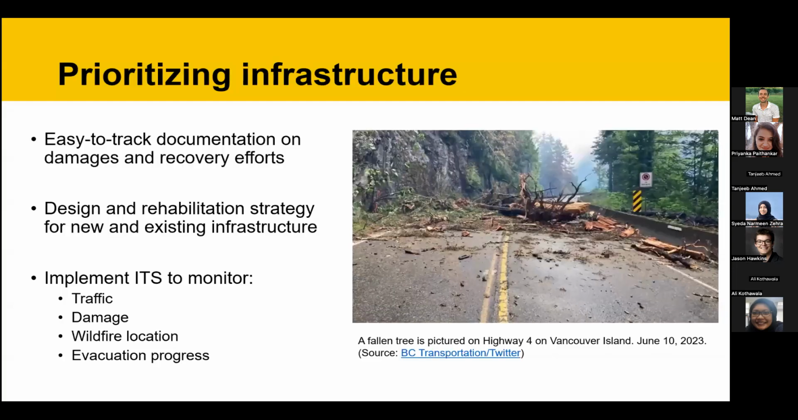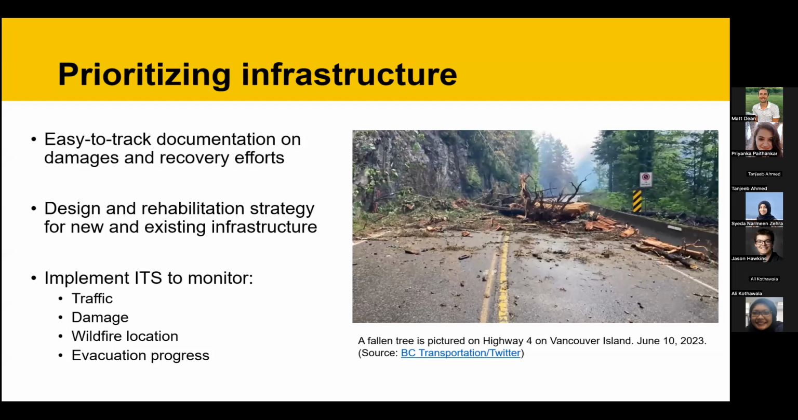Moving towards the discussion section, we found one significant gap lies in the lack of comprehensive data on infrastructure damage caused by wildfires. We recommend creating an easy-to-use tracking list to document damages and recovery efforts related to infrastructure. Special attention should be given to potentially flammable infrastructure, and a more comprehensive design and rehabilitation strategy is needed to address the seasonal recurrence of wildfires and its impact on transportation-related infrastructure.